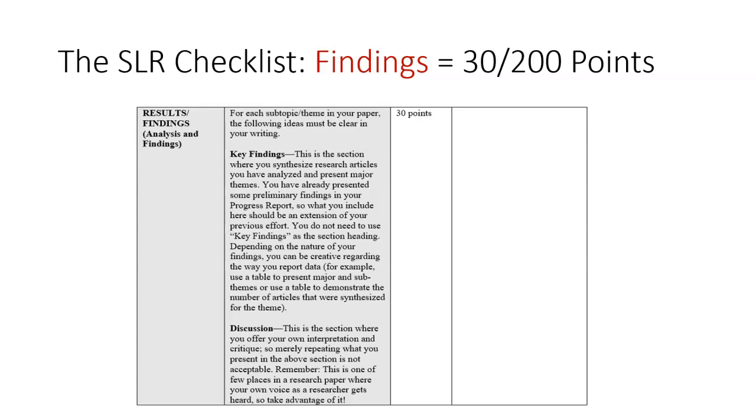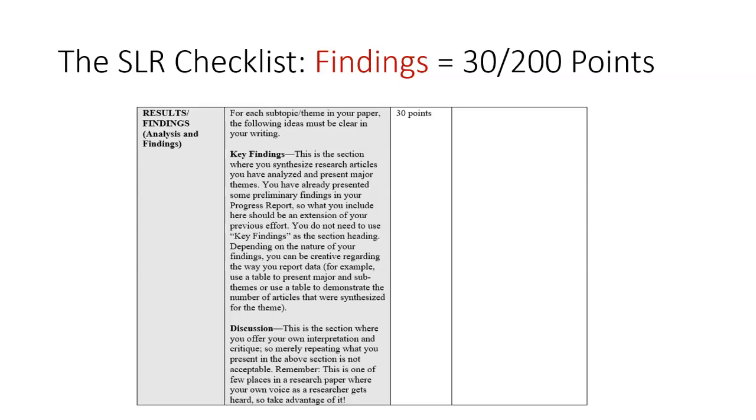This is the section where you have synthesized the research articles, you have analyzed and present those major themes. You have already presented some preliminary findings in your progress report. So what you include here should be an extension of your previous effort. You do not need to use the word key findings. I recommend that you use just the word findings or the word results as the section heading.